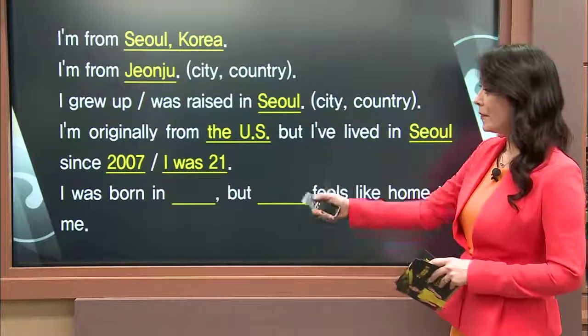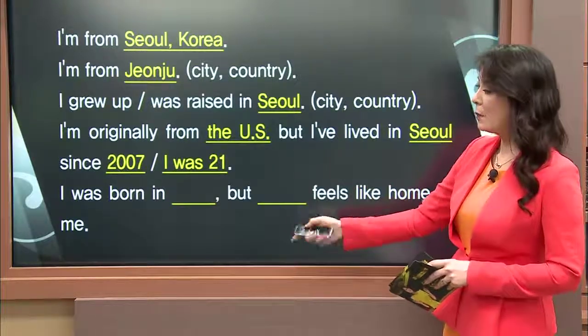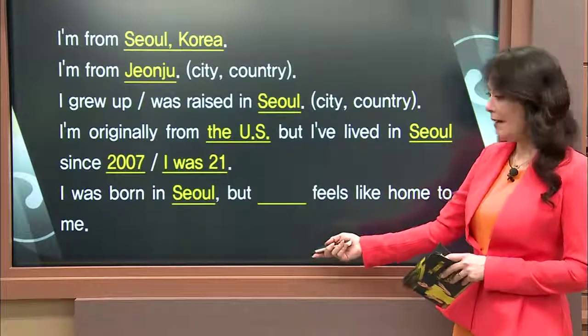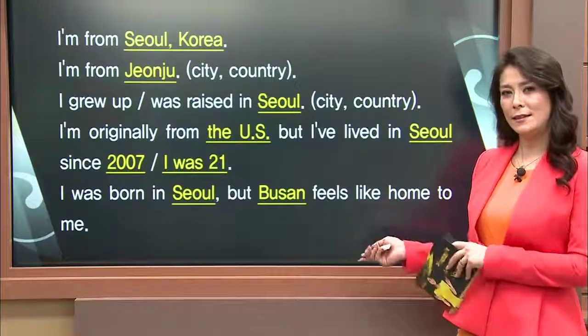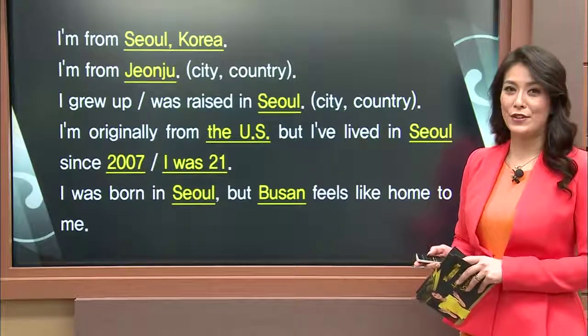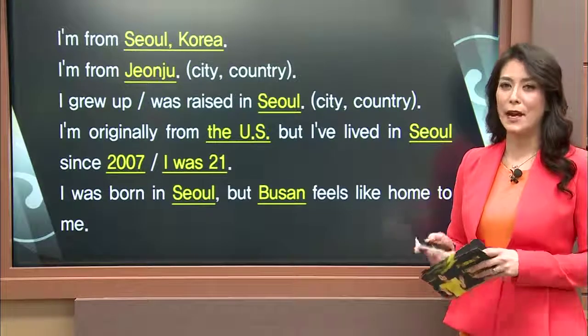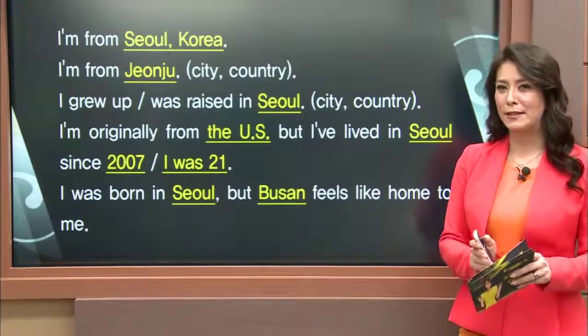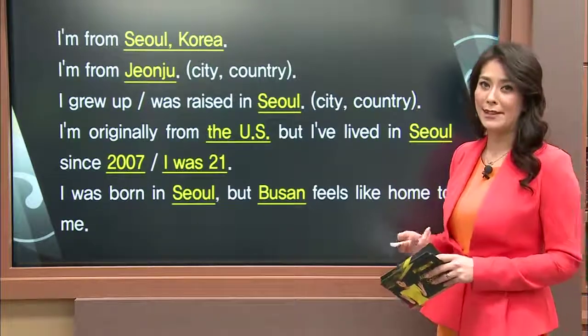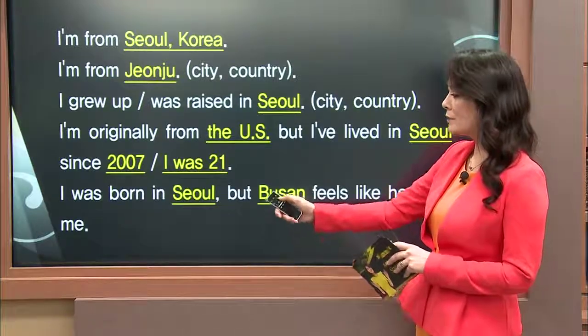Moving on to this one, very similar to this one, but it is, I was born in Seoul, but Busan feels like home to me. Now, this is a very good expression you can use in many different situations. Perhaps you were born somewhere, but you like a different place better. You feel more comfortable about it. Then you can say, I was born in Seoul.